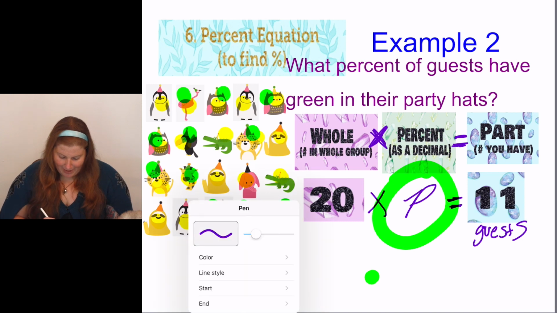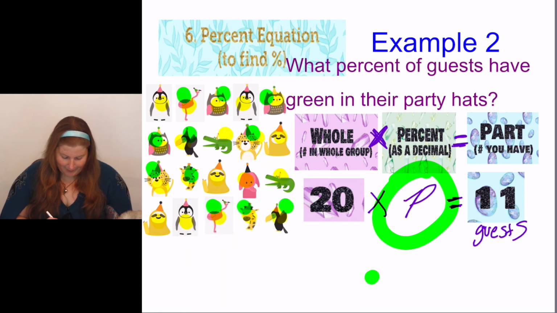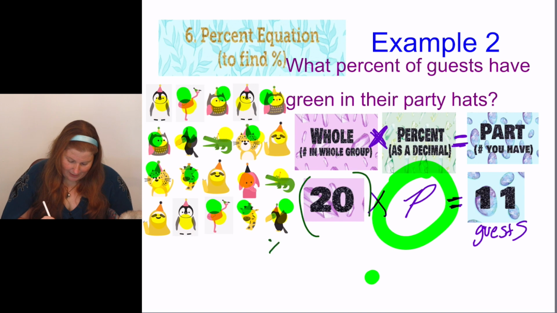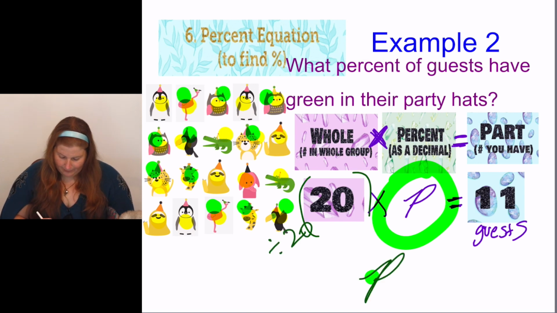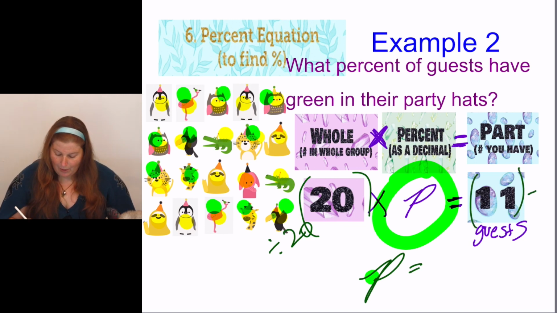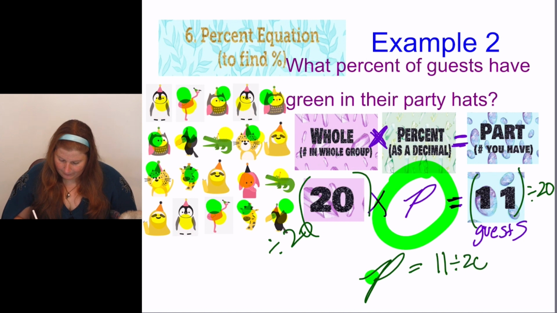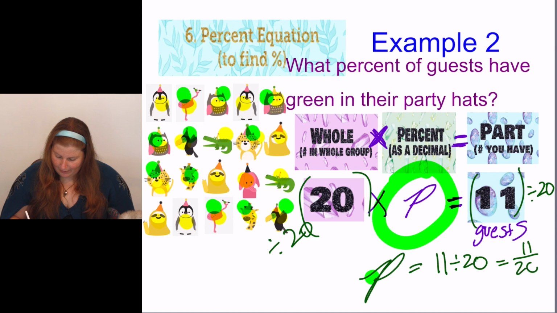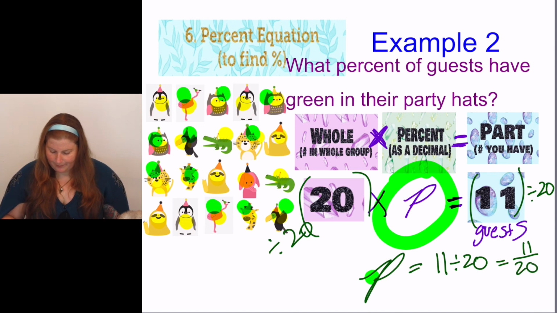The next step I hope you did was to isolate your variable, which of course in this example is p. In order to isolate that variable, I have to divide this side by 20 to get p by itself. And if I divide one side by 20, I also have to divide the other side of the equation by 20. So on the other side, I get 11 divided by 20, which is the same as 11 20ths as a fraction.